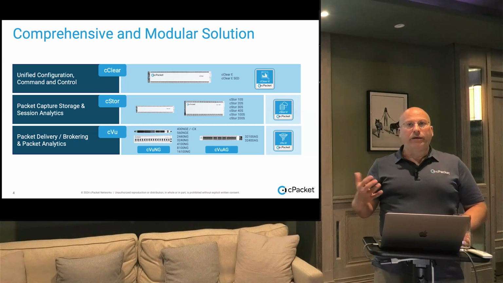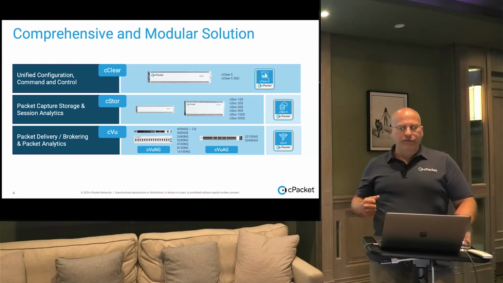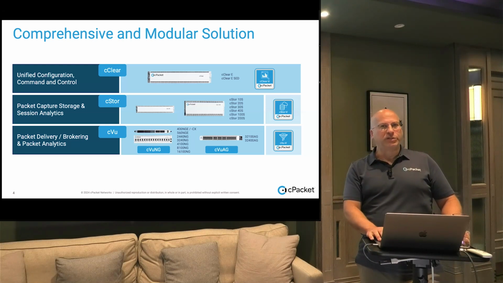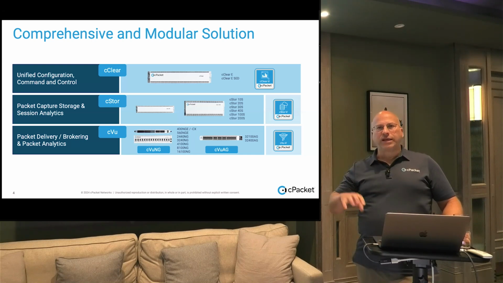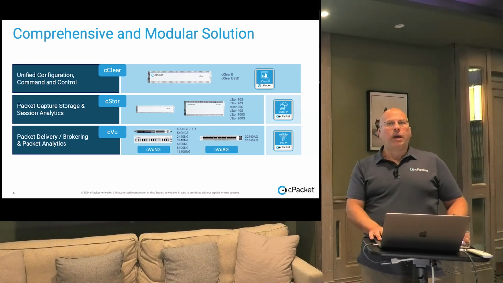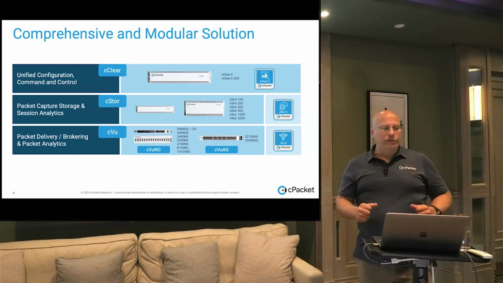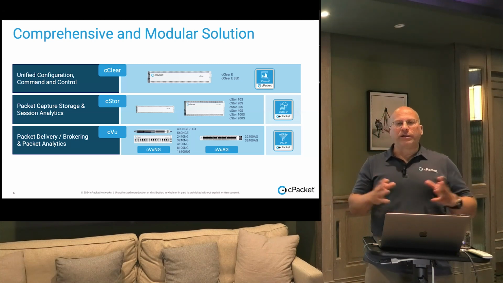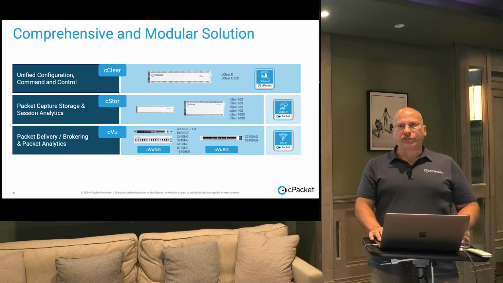The second layer is the ability to capture packets, lossless packet capture up to and including 200 gigabits per second, while at the same time extracting the second level of analytics that requires things like understanding latency, understanding jitter, and things that require you to be able to capture packets over multiple seconds in order to understand what's going on.